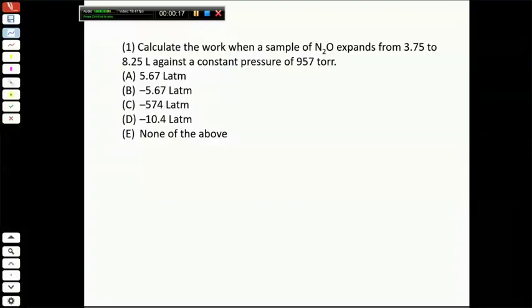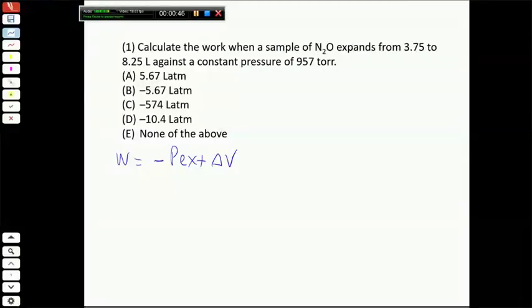So the first question here, we're calculating the work when a sample of N2O expands from 3.75 to 8.25 liters against a constant pressure of 957 torr. So there's only one equation we have to worry about for work. We're always talking about expansion work or contraction against a constant pressure. So it's just the negative of that external pressure times the change in volume. So you just need these two terms to be able to calculate work.